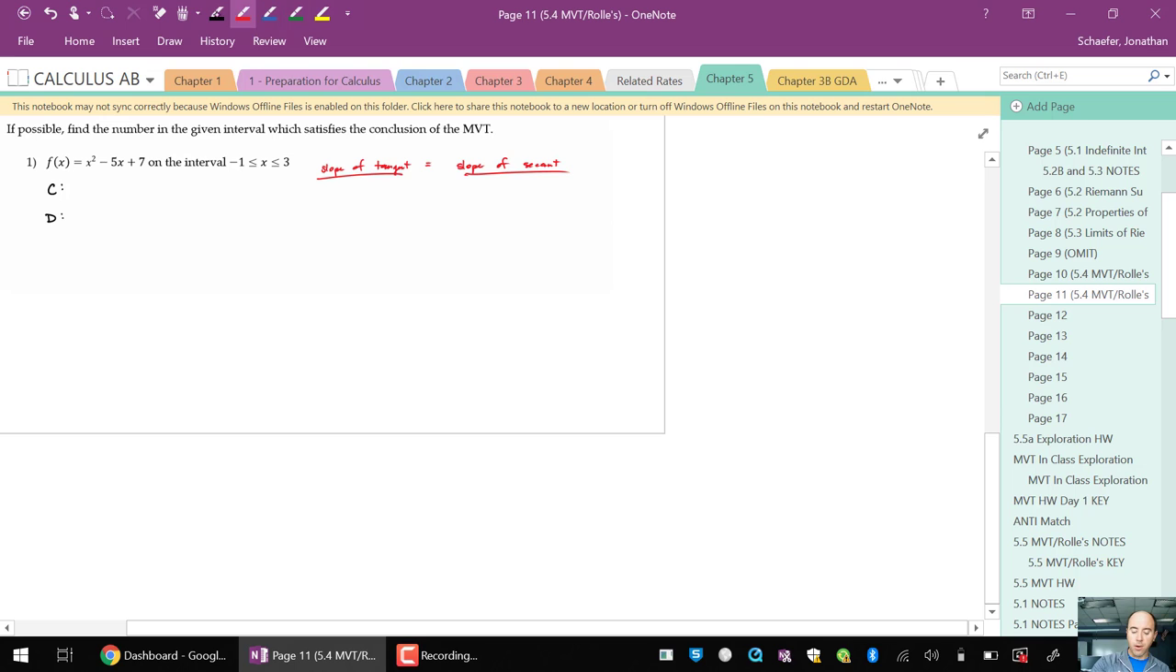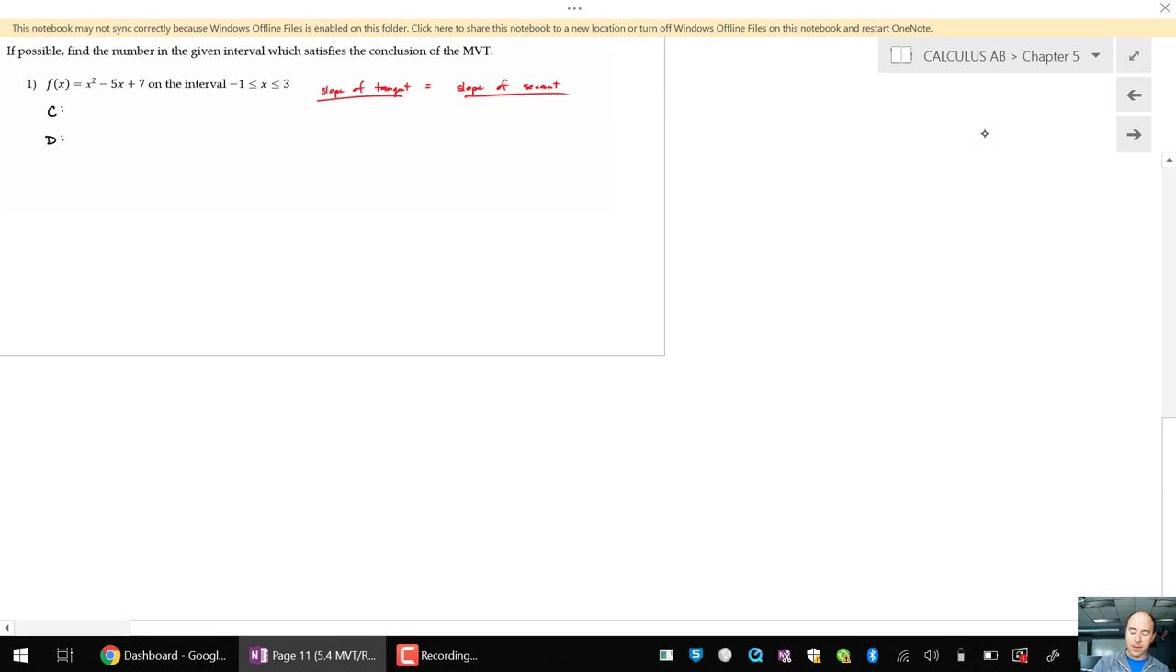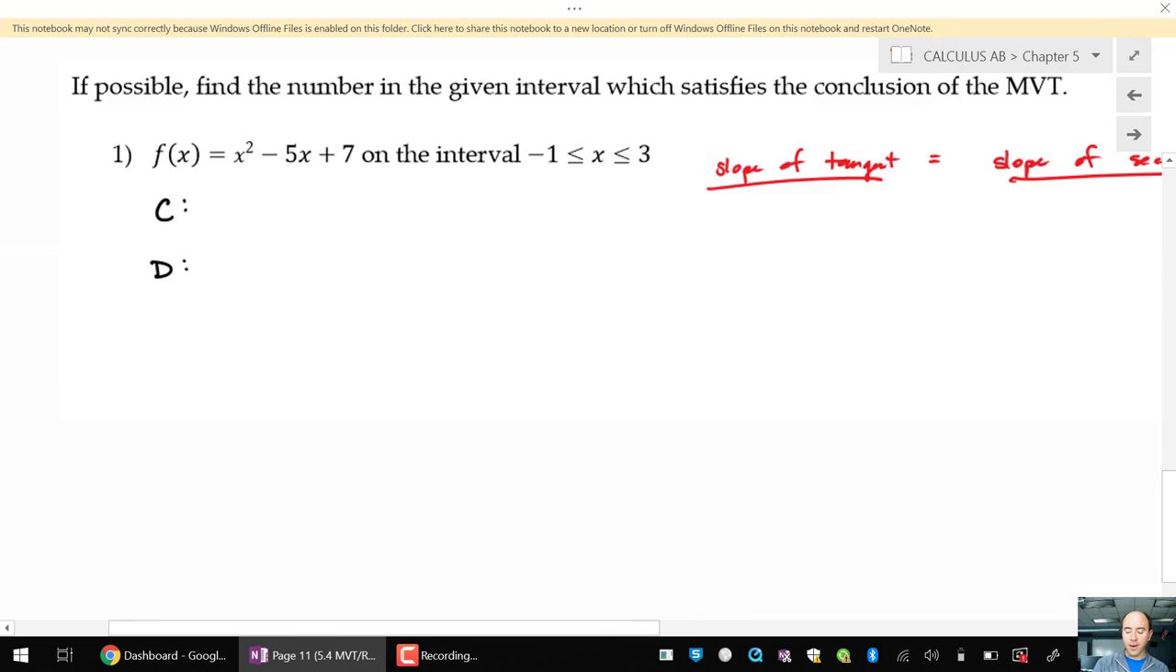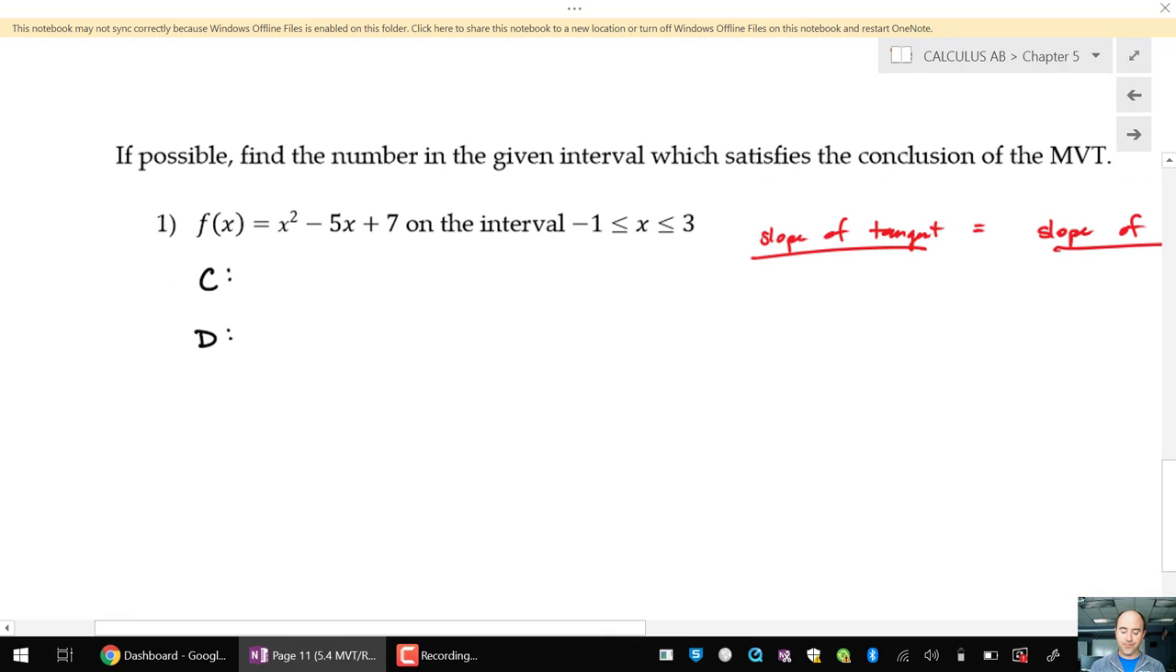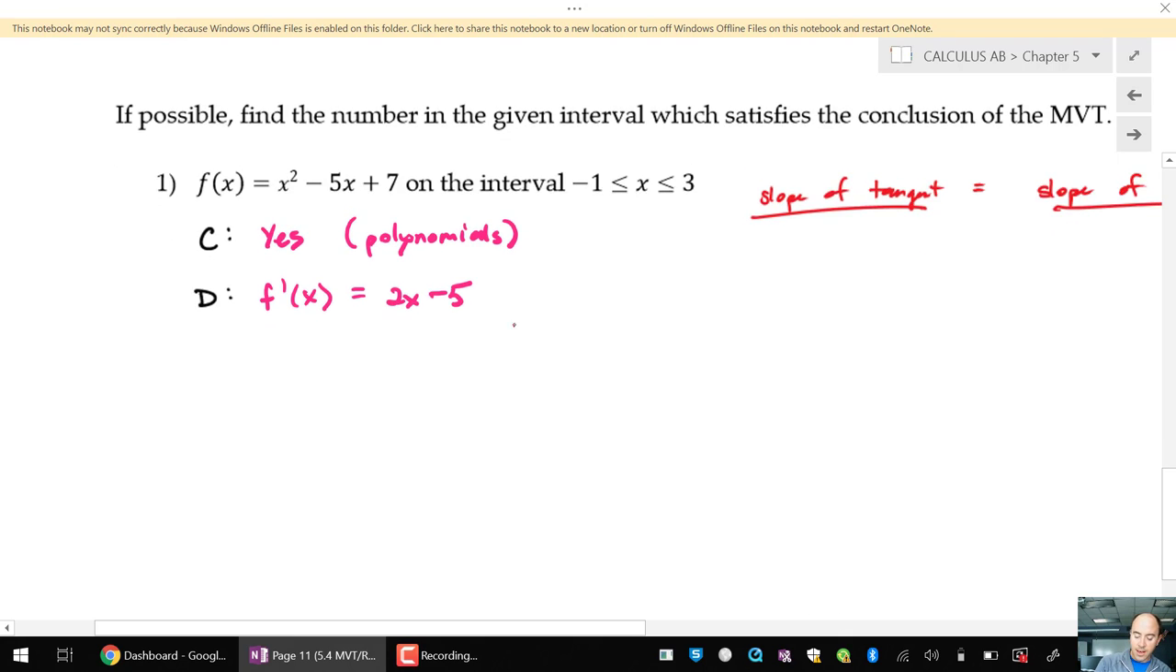Well, if we're going to use MVT, or basically prove that we can do so, let's make sure that this function is continuous and also differentiable. So it's a polynomial. So yes, it's continuous because f of x is a polynomial, and polynomials are continuous. Is it differentiable? Yes, f prime of x is equal to 2x minus 5, so the derivative also exists. I have continuity, I have differentiability, so MVT applies. Now let's see if I can actually use it to find that c value.